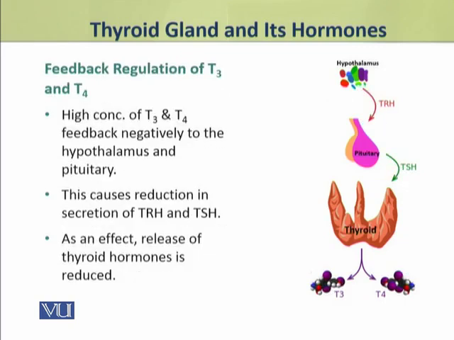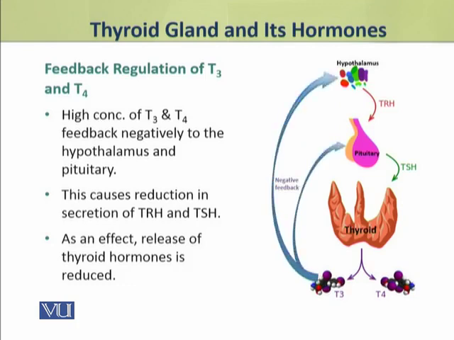The release of T3 and T4, that is thyroid hormones, puts a negative feedback to the hypothalamus and pituitary. As a result, the TRH and TSH production is reduced, which affect the production of thyroid hormones.